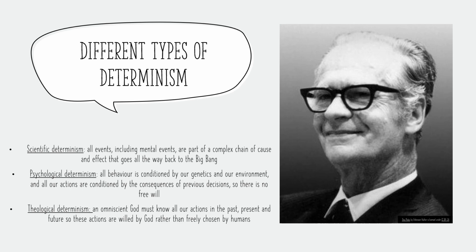Theological determinism is the idea that an omniscient God, a God who knows everything, must know everything in the past, present, and future. So everything that we do has already been willed by God and not freely chosen by humans. That idea is not enormously popular now in Christianity, and there are a few ways to get out of it, by redefining what we mean by God's omniscience.